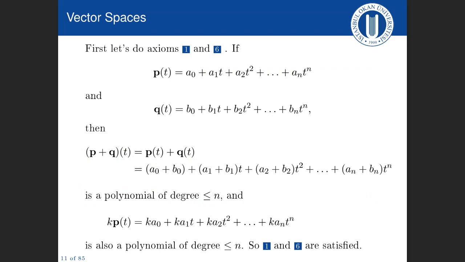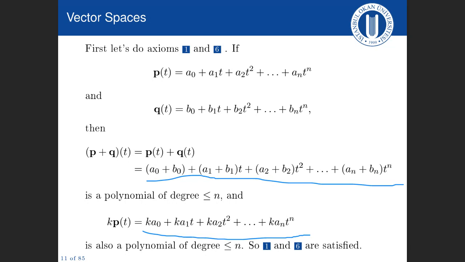If P is the polynomial a0 plus a1t, etc., and if Q is the polynomial b0 plus b1t plus, etc., can we add them together and still get a polynomial? Yes, P plus Q is still a polynomial of degree n or less. And what do we get if we multiply our polynomial by a number? A polynomial multiplied by a number is a polynomial, and it's still of degree less than or equal to n.